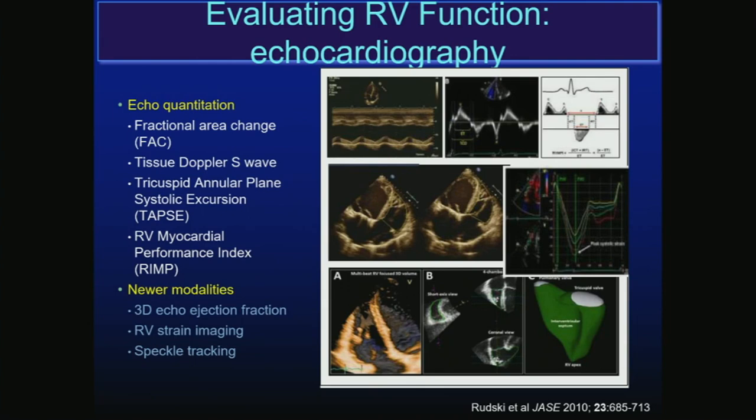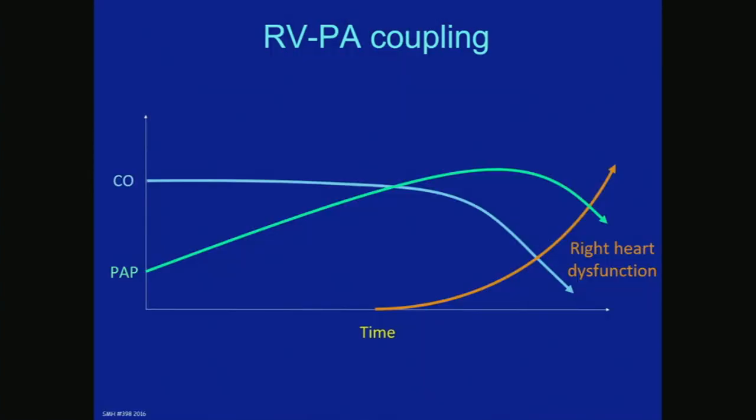Strain imaging, speckle tracking. The whole point of this slide is to suggest that if you really want to evaluate right ventricular function, this is pretty sophisticated. This is not something generally done by a 90-second bedside ultrasonographic evaluation. If you really need to know, you need to find the person. Not all echocardiographers. You need to find the person in this institution who understands it best to help you out.